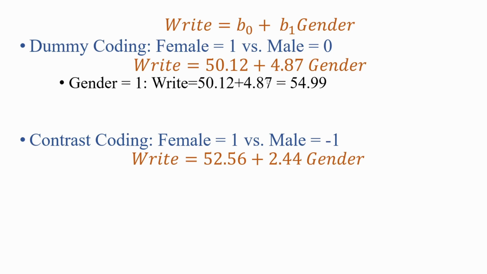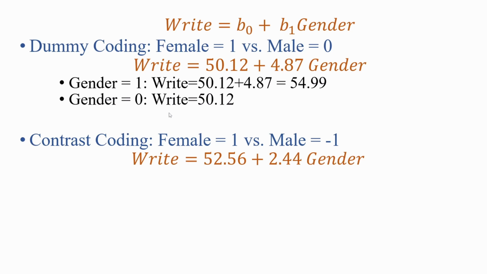Let's replace gender with 1. So this will calculate the writing score for female. And we can also calculate the writing score for male by replacing gender with 0, because we use dummy coding 0. So now it's just the intercept. So we now get a writing score for female and for male.